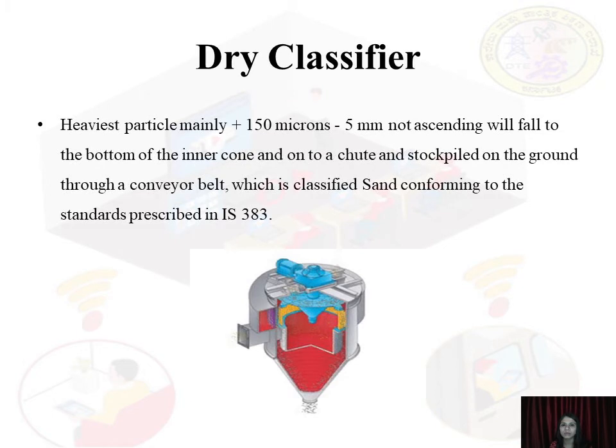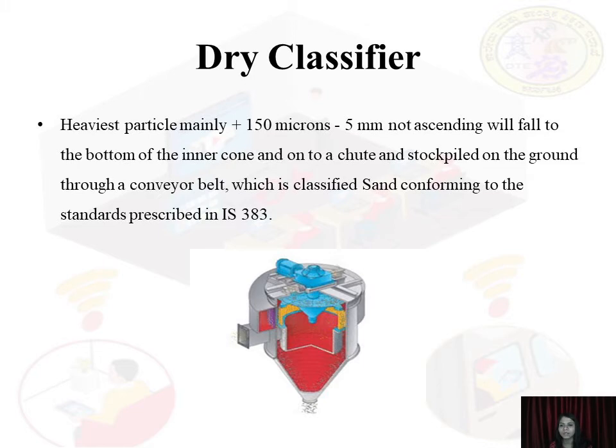In the dry classifier, the heaviest particle, mainly 150 microns, will fall at the bottom of the inner core on a tube, and you can see here the sketch. This is the dry classifier, which classifies sand conforming to the standards of IS 383.